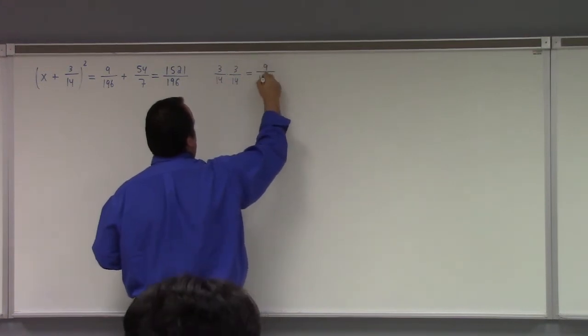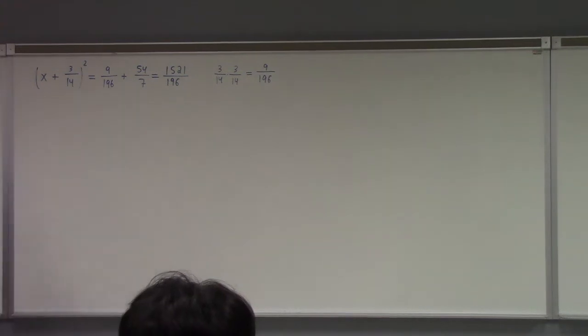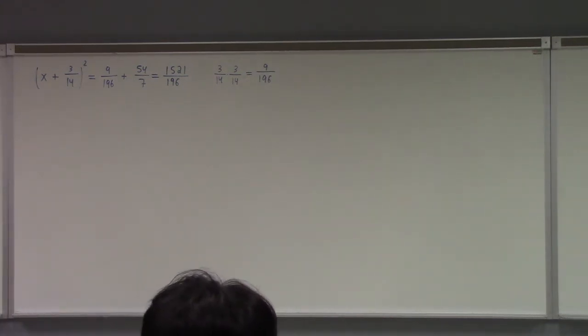14 times 14 is 196. So that's where that came from. So it's the 3/14 squared. Why did the 54 over 7 turn into positive? Because we moved it to the right-hand side of the equation. There were minuses before. So we're isolating the square.